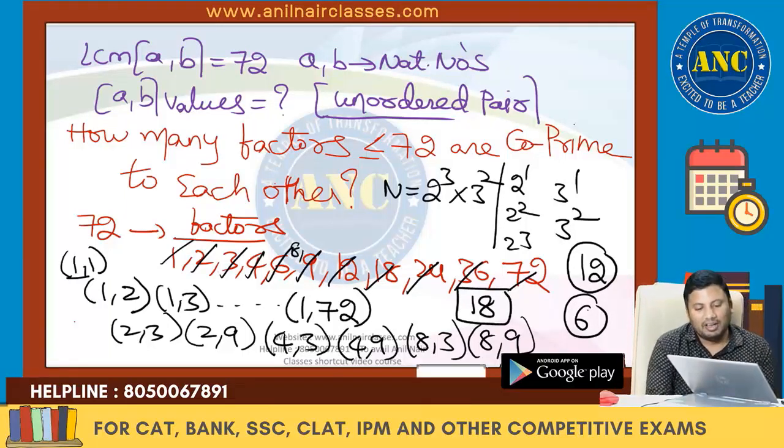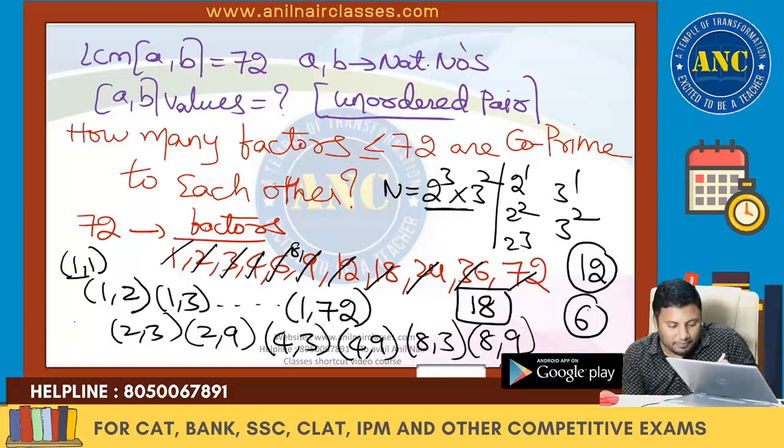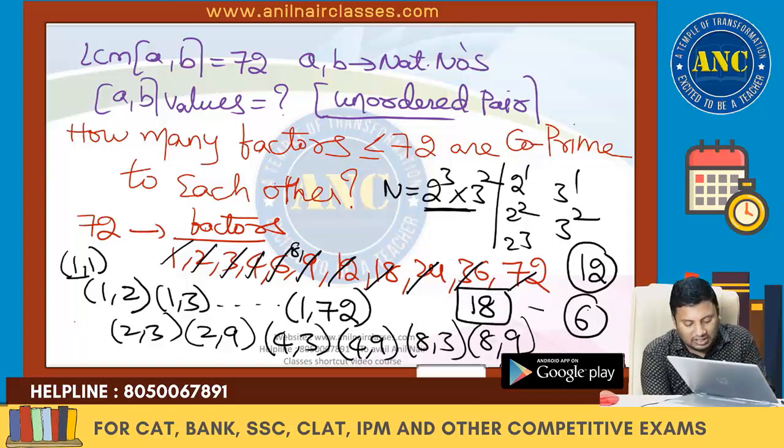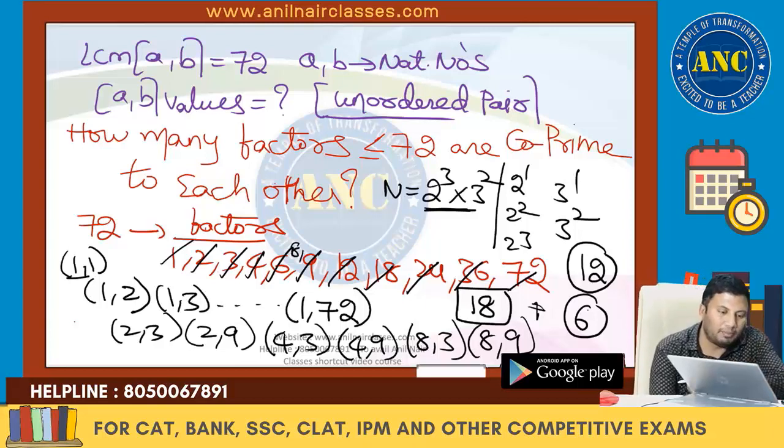How many factors less than or equivalent to 72 are coprime to each other? 72 is 2 cube into 3 square. 1 is coprime with 1, 1 is coprime with 2, 1 is coprime with 72. 12 we got. 2 with 3, 2 with 9. 4 with 3, 4 with 9. 8 with 3, 8 with 9. 12 plus 6 is 18. Now, how is it related to the above question?